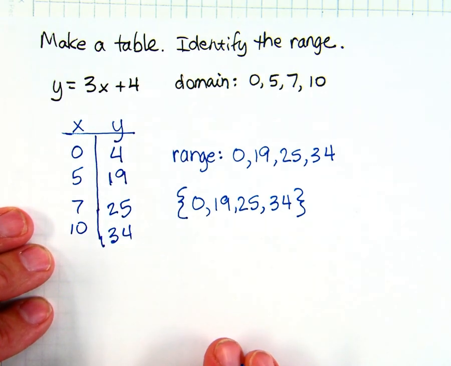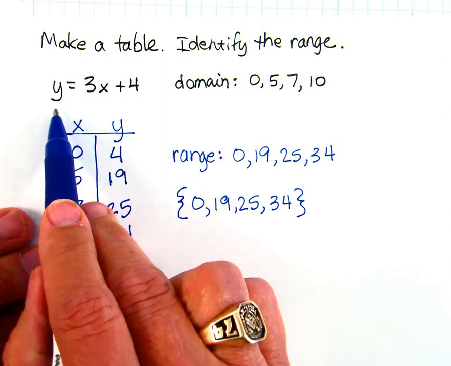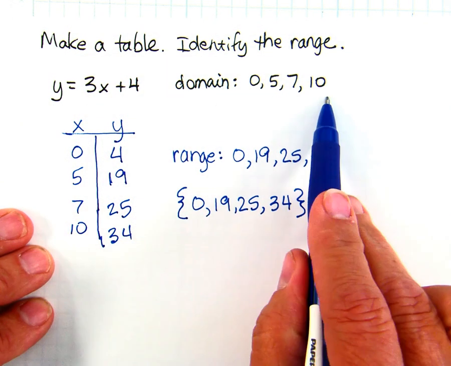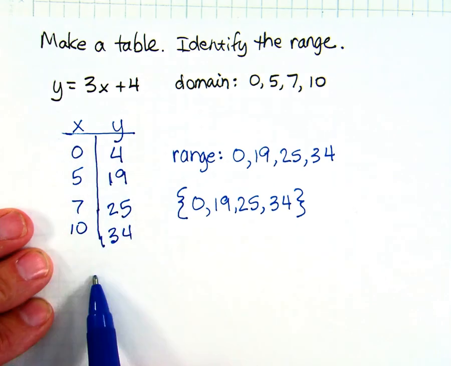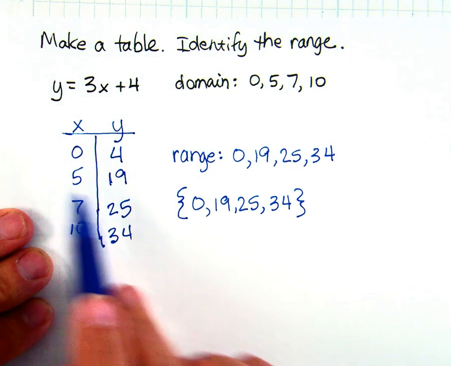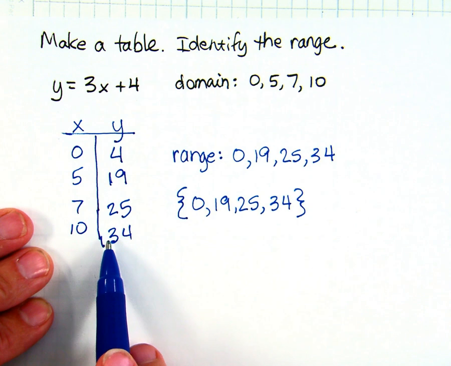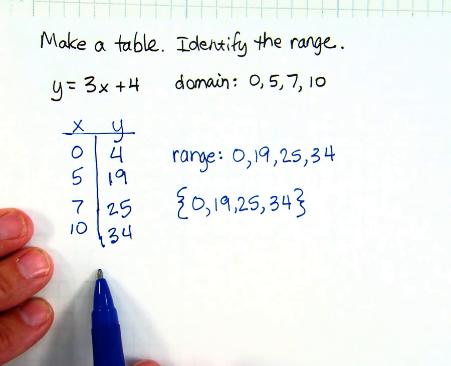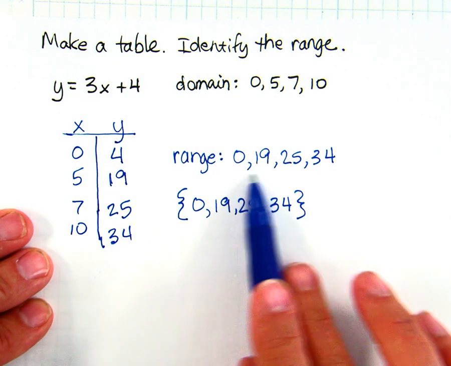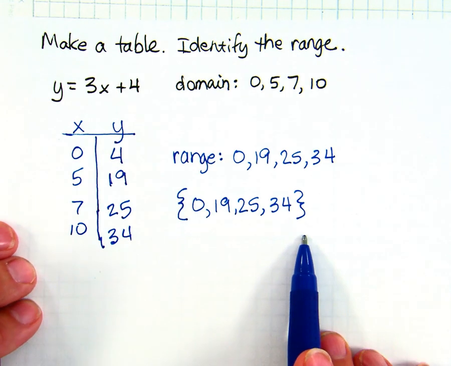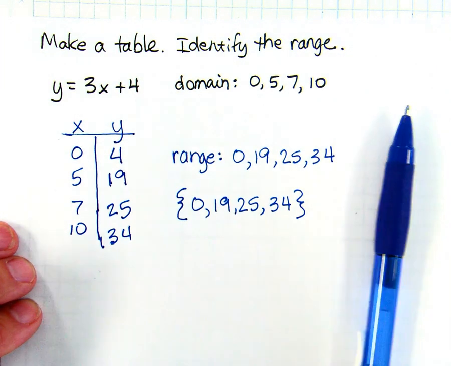Okay, so what did we do? We took a function, y equals 3x plus 4. We wanted a specific domain. We made a T-chart so that we could have that to organize our thoughts. After we completed the T-chart, we saw the range, or the y values, and we listed them, either just in a list identified as range or also in a set terminology in braces.